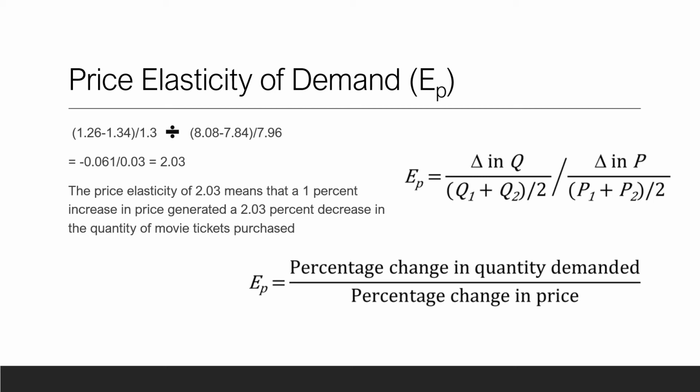So the price elasticity of 2.03 means that a 1% increase in price generates a 2.03% decrease in the quantity demanded, or the quantity of movie tickets purchased. So 2.03 is the same as saying 2.03 over 1. 1 would be the percentage change in price, and 2.03 would be the percentage change in quantity demanded, or the percentage change in movie tickets for this example.